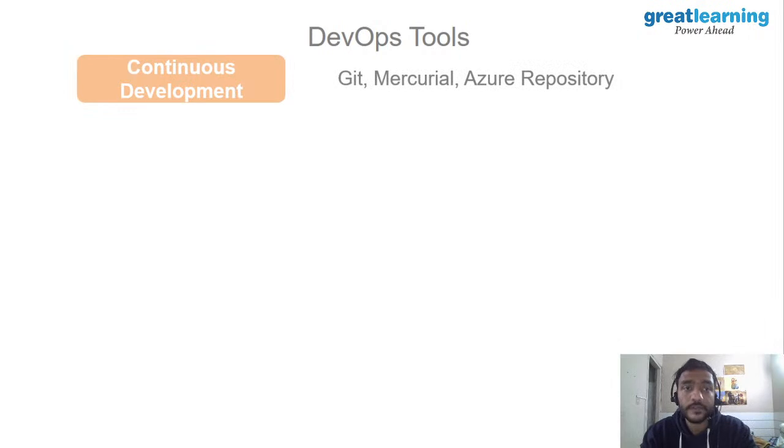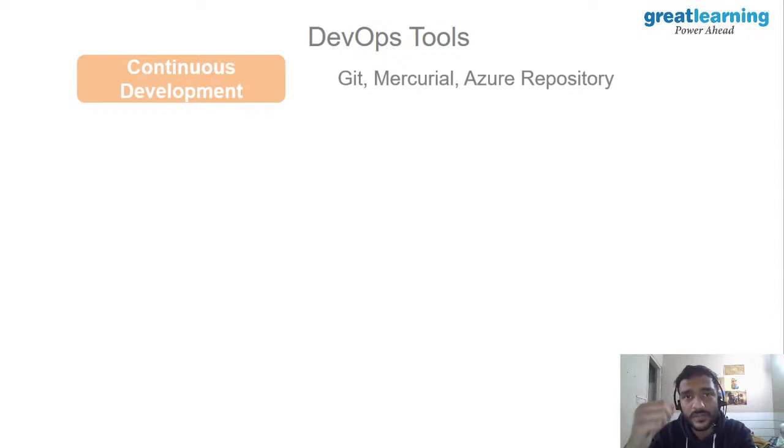There are a lot of different tools. So first we have continuous development. In development, what we're talking about is writing the code and putting it to a repository. So you have a lot of tools like Git, Mercurial, Azure repository. A lot of you may know about Git. Git is a code repository. It's a place where you store your code, right? Why do we store our code?